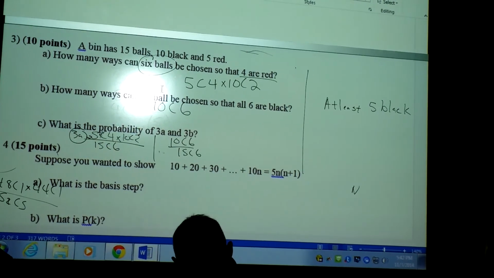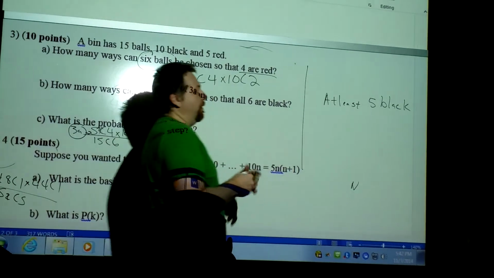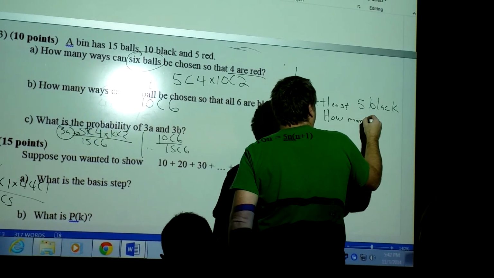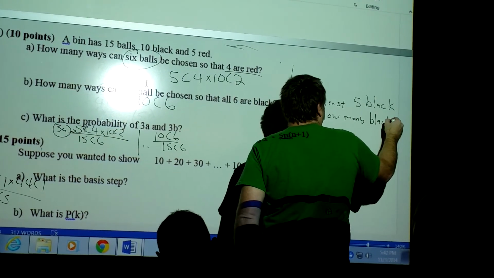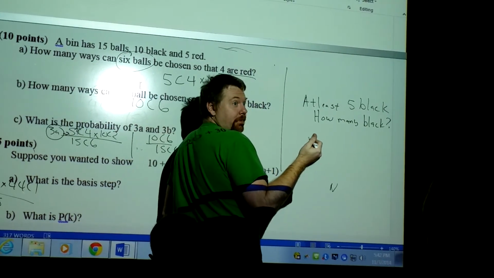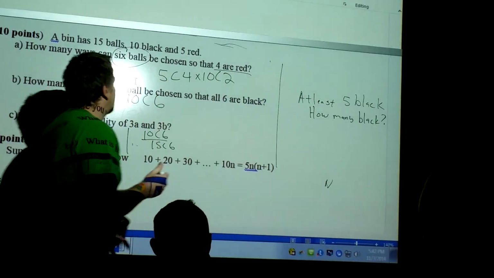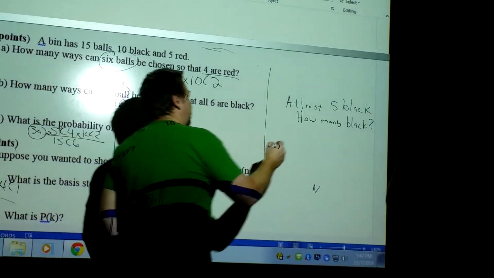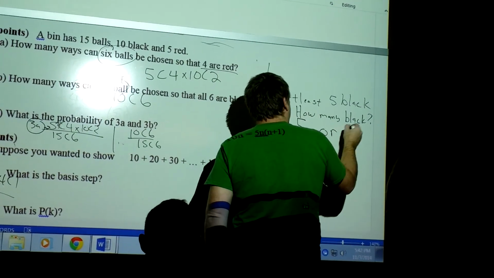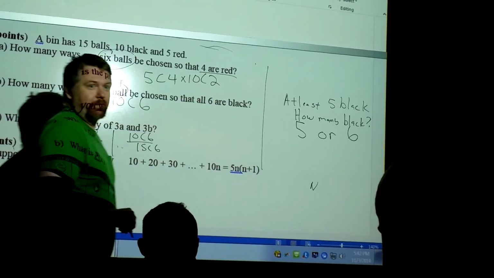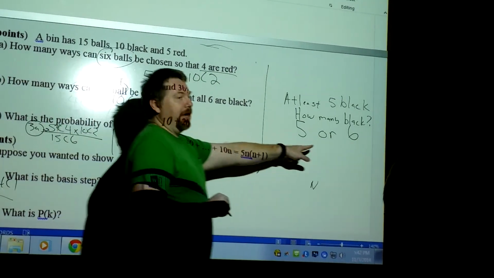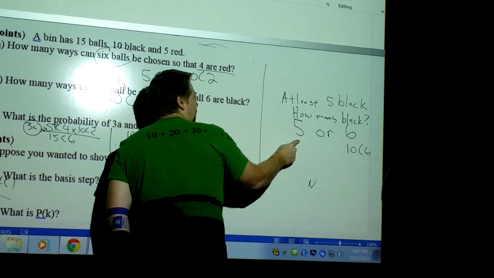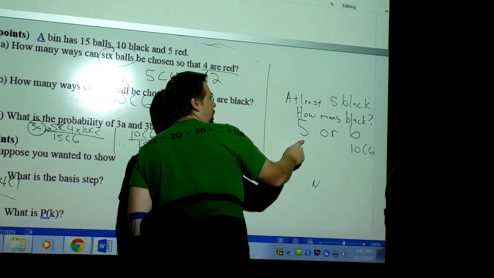If it's at least 5, how many black does it have? Altogether you have 6 balls. How many black can you have? 5 or 6. So if you have 6, you know how many options there are, right? 10 choose 6, plus 10 choose 5 times 5 choose 1.